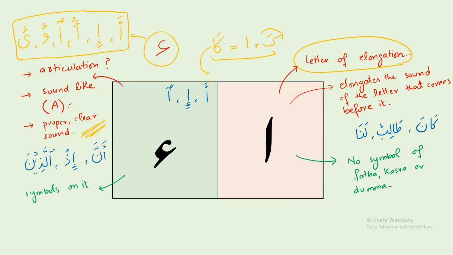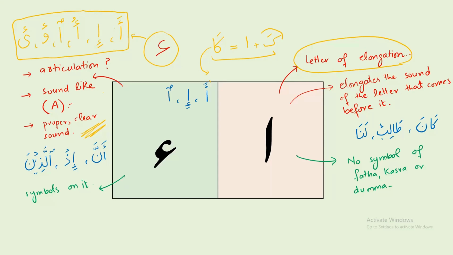Okay, so what is the difference between these two? The first is a letter of elongation, but the second, Hamza, is actually a proper letter with a proper sound of its own. The second point I just mentioned is that Alif does not have any symbol, whereas Hamza can have these symbols of these harakas as well. The third point is a very important point with regards to the articulation of both of these two, right?